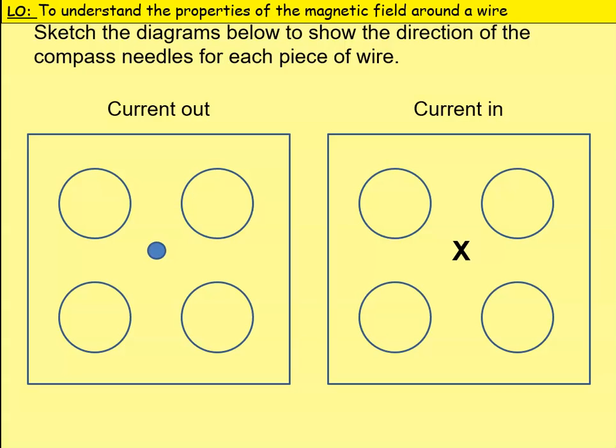Okay, so for the left hand side with the current out, your arrow should look like this. So the current coming towards you, your fingers curling around, showing you the direction of that field. When the current's going into the piece of paper, it should look like this. Again, the opposite direction. The current's going in the opposite way, so the arrows go the opposite way around. Again, pause the video and ensure you've got those copied down accurately.